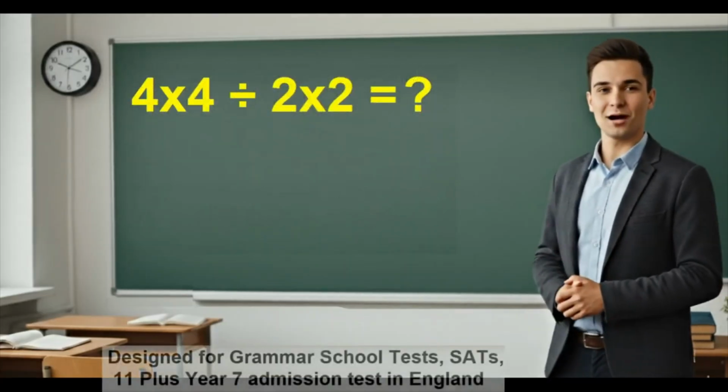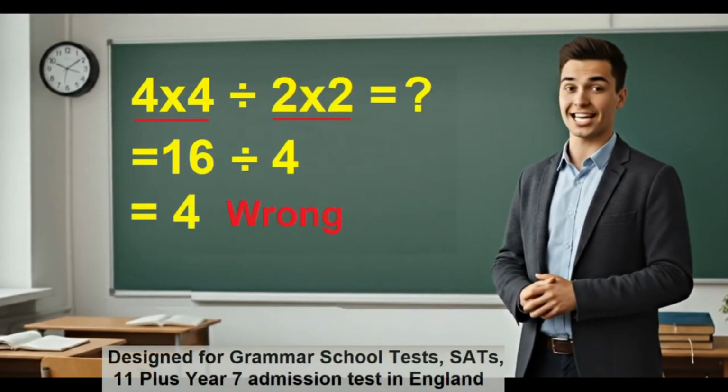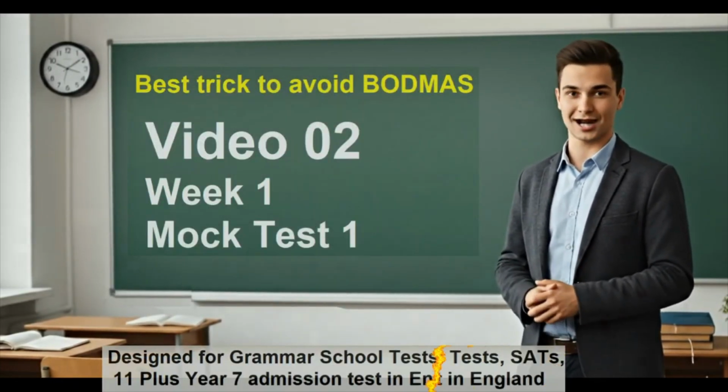If you multiply 4 by 4 and 2 by 2 and then divide 16 by 4, the answer is 4, which is incorrect. Please see video 2 for the correct process.